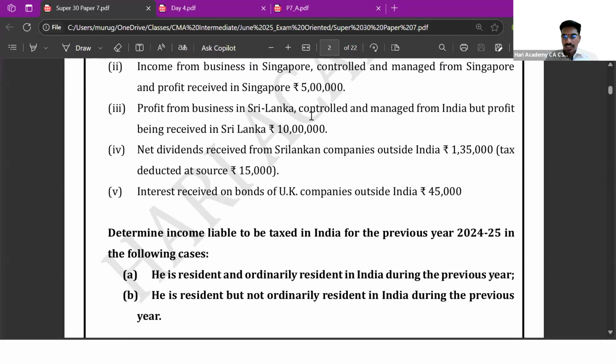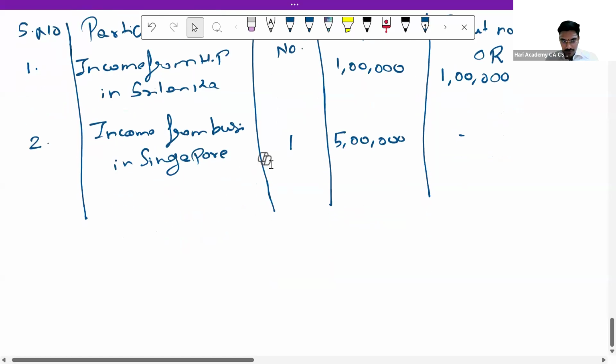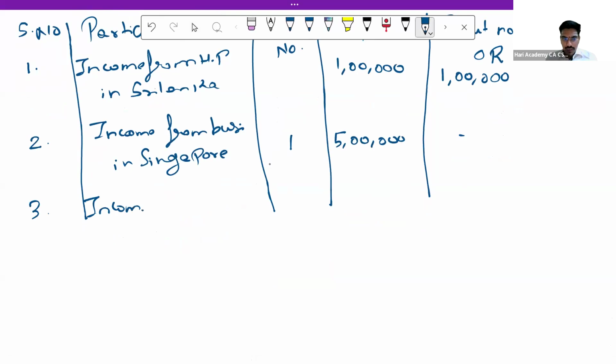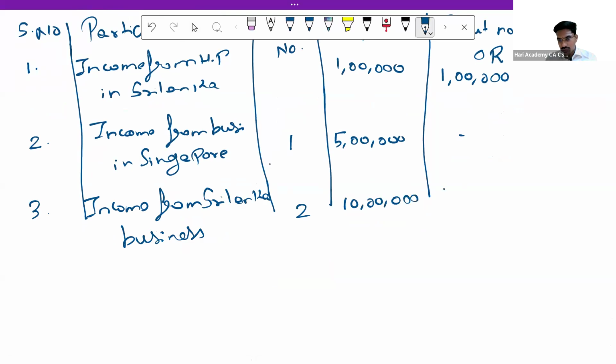Next is profit from business in Sri Lanka, controlled and managed from India, but profit being received in Sri Lanka. This is taxable for both. Income from Sri Lankan business, this is number 2, 10 lakhs. Next is number 4.